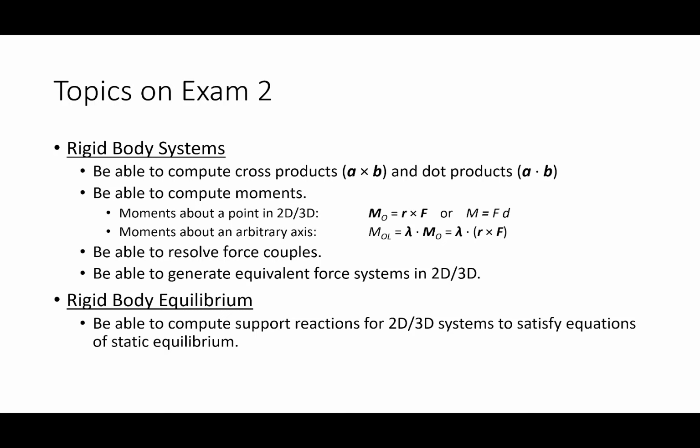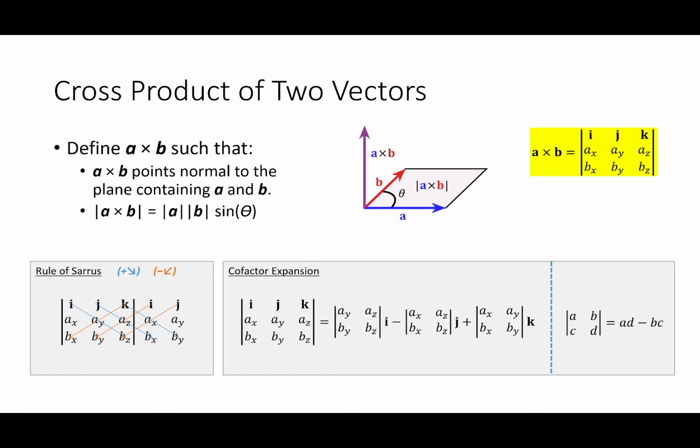Okay? Be able to resolve force couples. So if you have two 20-pound forces that are parallel, opposite directions, separated by 6 feet, take that 20-pound force couple and replace it with a 120-pound moment, because that's what that is. And then really all those tasks are leading to the first real big topic on this exam, which is being able to generate equivalent force systems. Being able to take a system of a bunch of forces and replacing them with a smaller system. Okay? Rigid body equilibrium, that's reactions. There's nothing really else to say about it, just being able to compute support reactions in 2D and 3D.